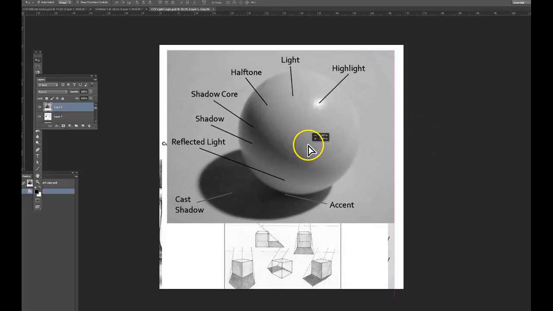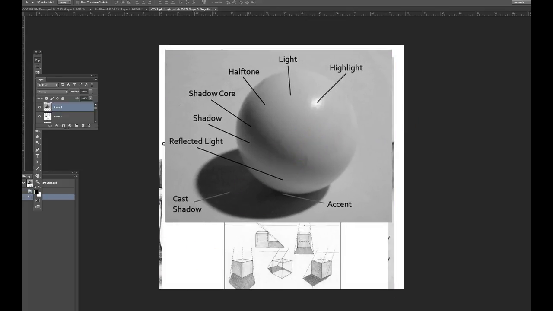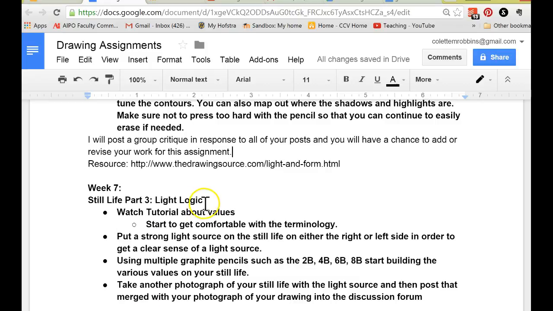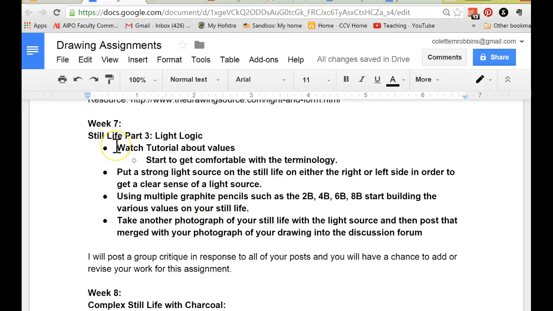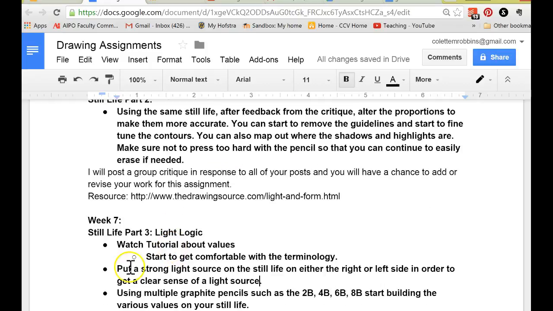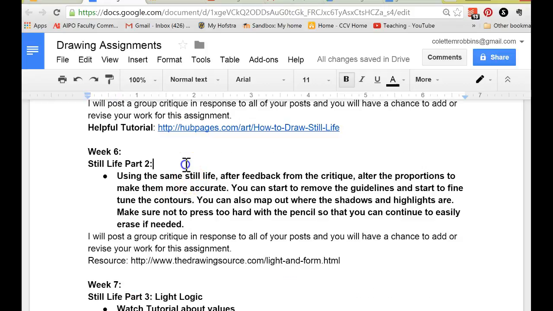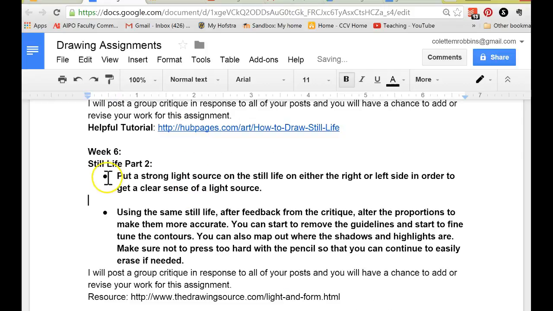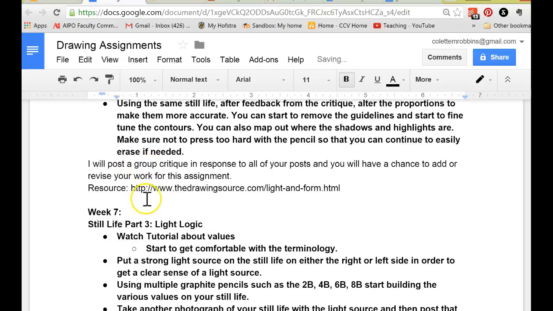Okay, so the next step with your still life here is that we're going to be playing with building up lots of value variation. And we're going to start understanding some basic terminology around that. And if you don't already, because you should have had this in the last assignment, you need a really strong light source on your still life. So I'm going to put that in this part of the assignment directions as well.